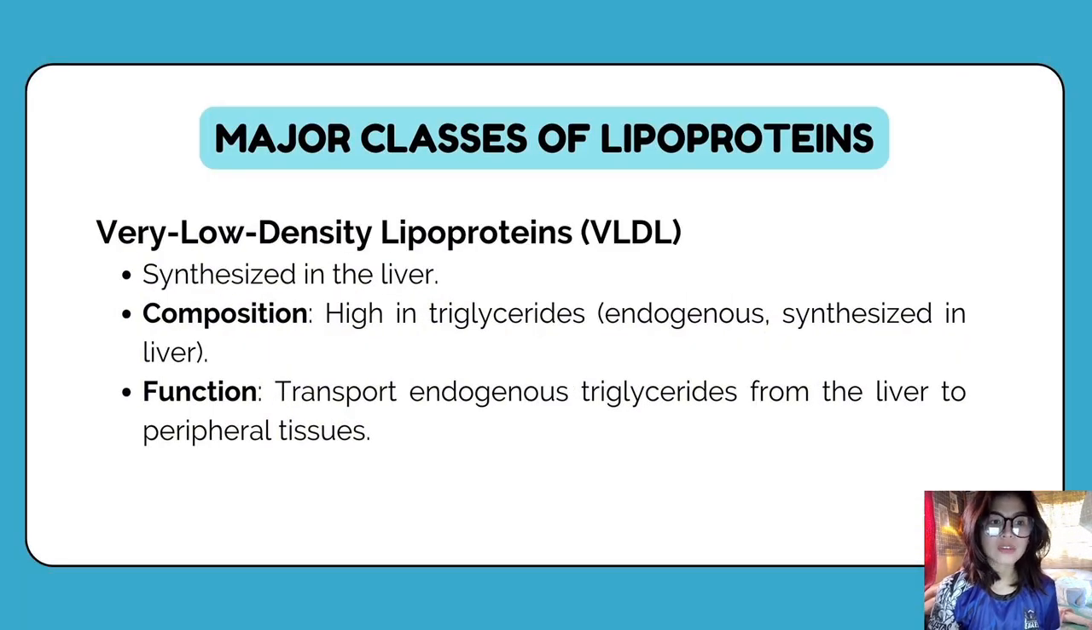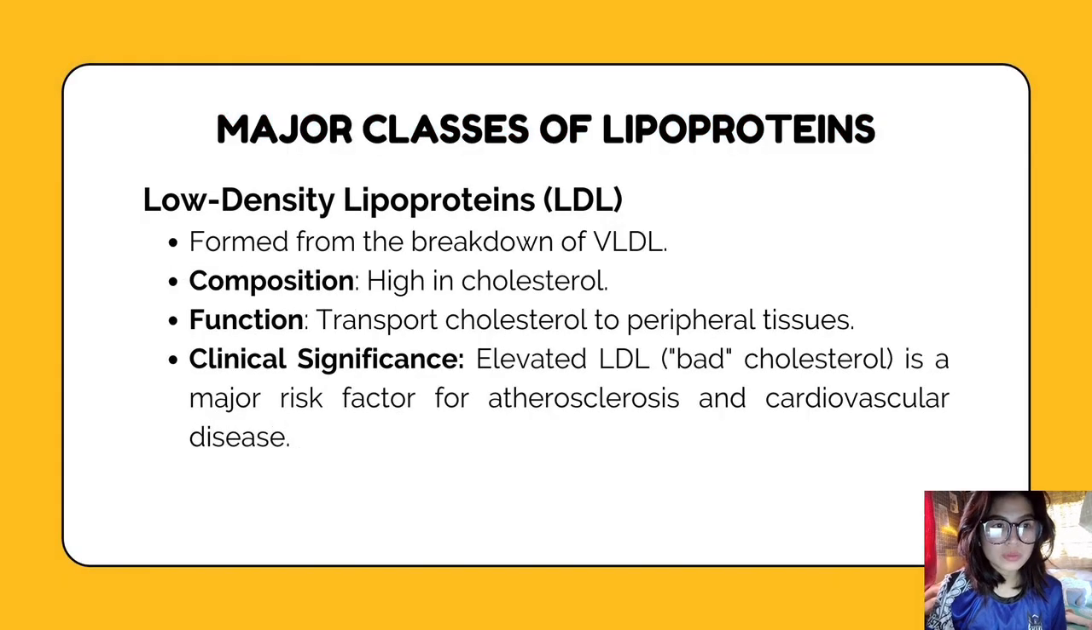So next we have VLDL. Where are they synthesized and what do they carry? Very low density lipoprotein is produced in the liver. It's responsible for transporting triglycerides that are synthesized within the liver itself, so these are called endogenous triglycerides, to peripheral tissues. Now we come to low density lipoproteins, or LDL.